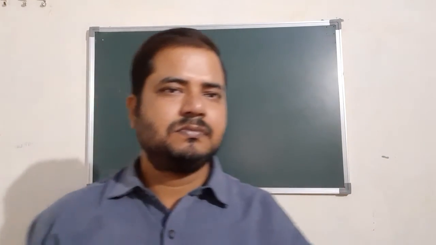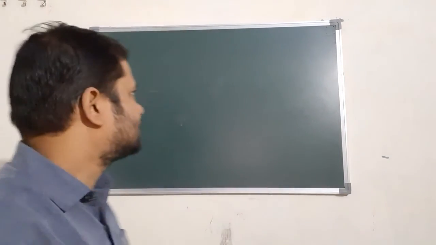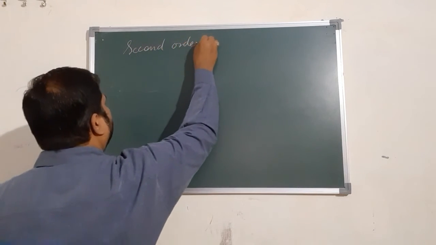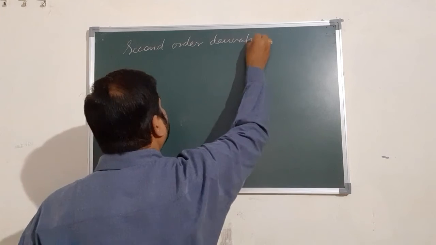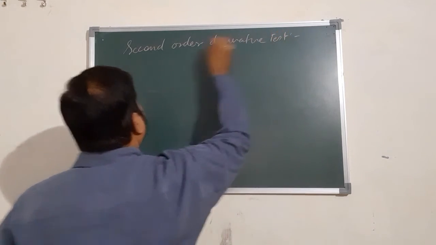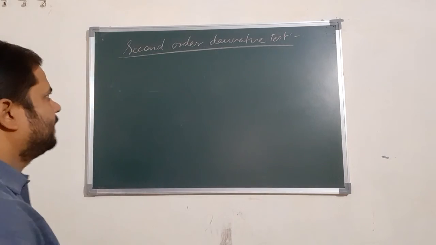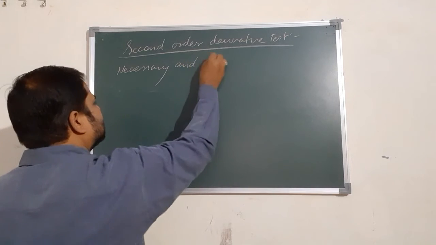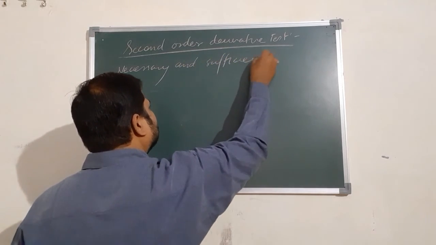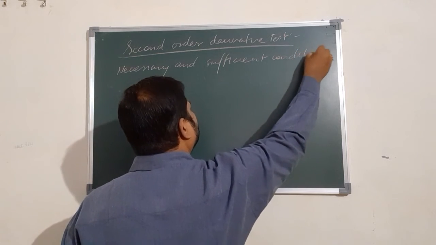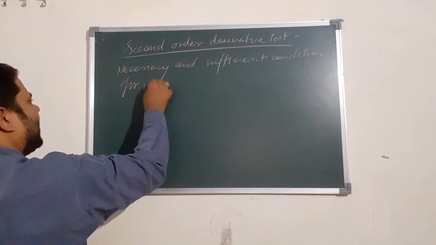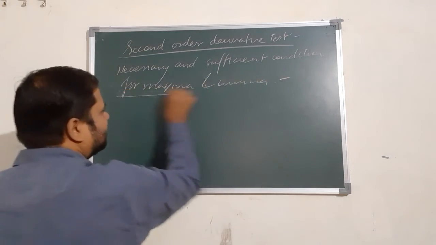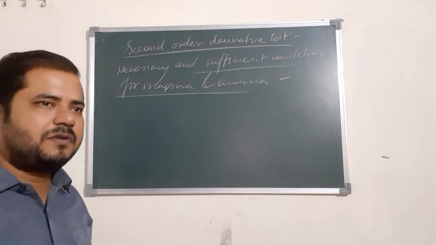Okay, second order derivative test. This is also known as the necessary and sufficient condition for maxima and minima. Okay, so what is the necessary and sufficient condition for maxima and minima?